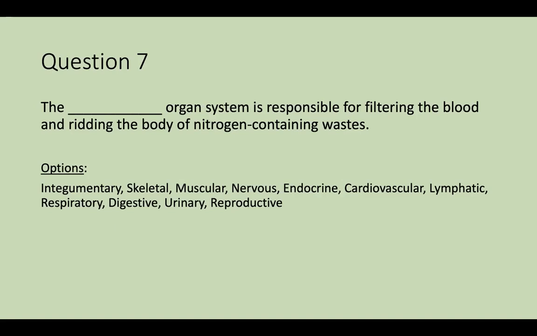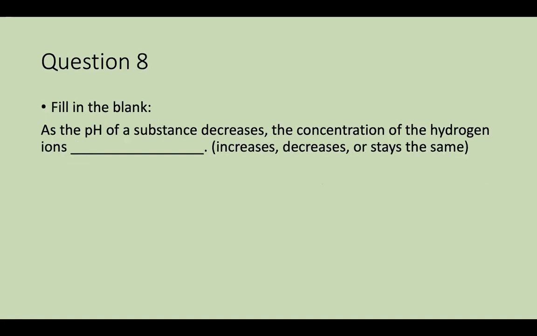All right, another organ system. This organ system is responsible for filtering the blood and ridding the body of nitrogen-containing wastes. So I consider that one a little bit more difficult, at least than digestive. That's going to be the urinary system. So the urinary system takes nitrogenous wastes out of our body. It filters our blood, takes nitrogenous wastes out of our body. Okay. Even here, I gave you a word bank.